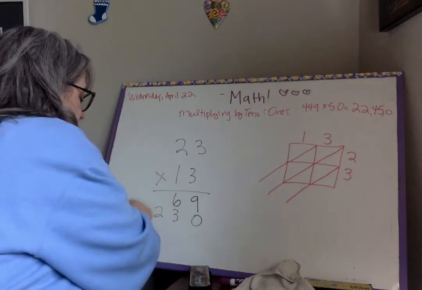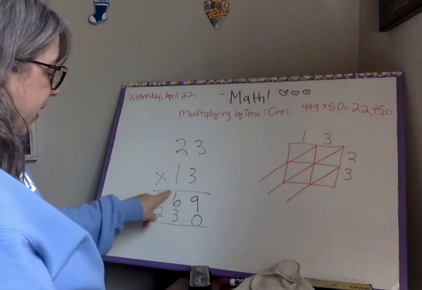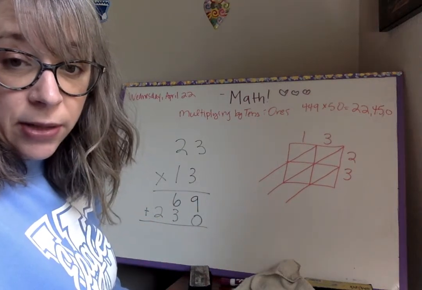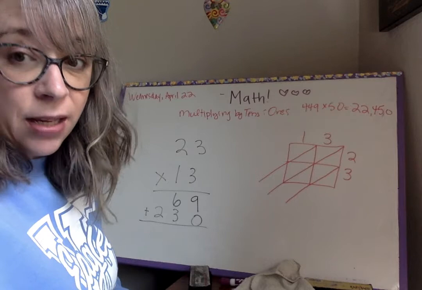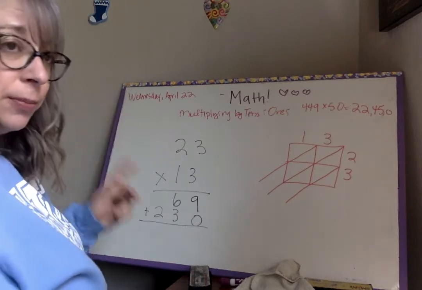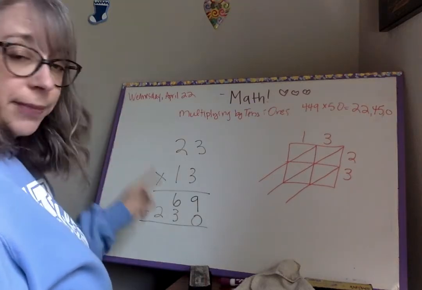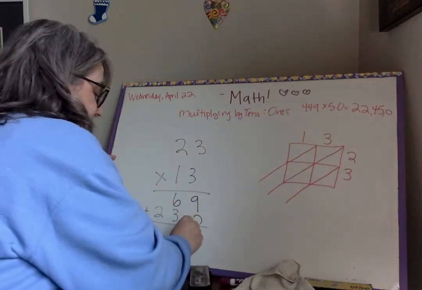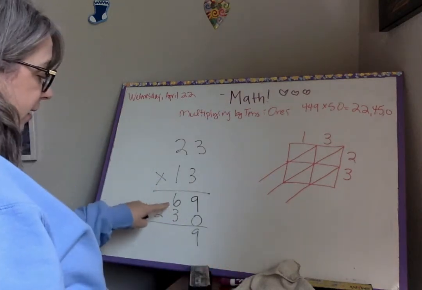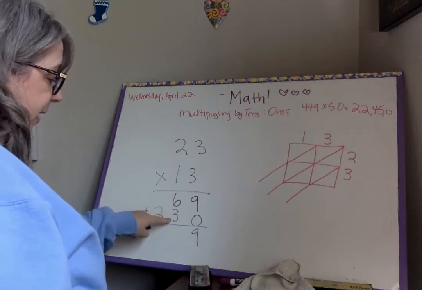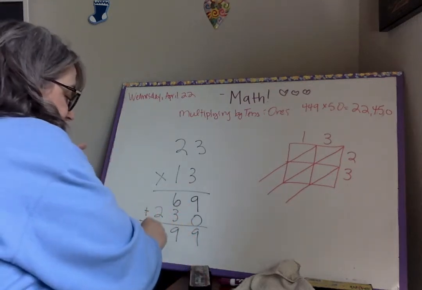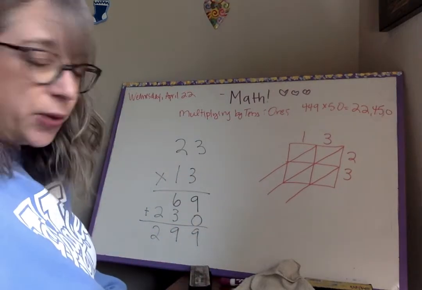Make sure that you keep your ones, your tens, and your hundreds places all lined up nice and neatly, otherwise when you add it's a jumbled mess and you're more likely to get the problem wrong. So keep it nice and neat. 9 plus 0 is 9. 3 plus 6, so 6, 7, 8, 9. And 2 plus 0 is 2. So our answer is 299.